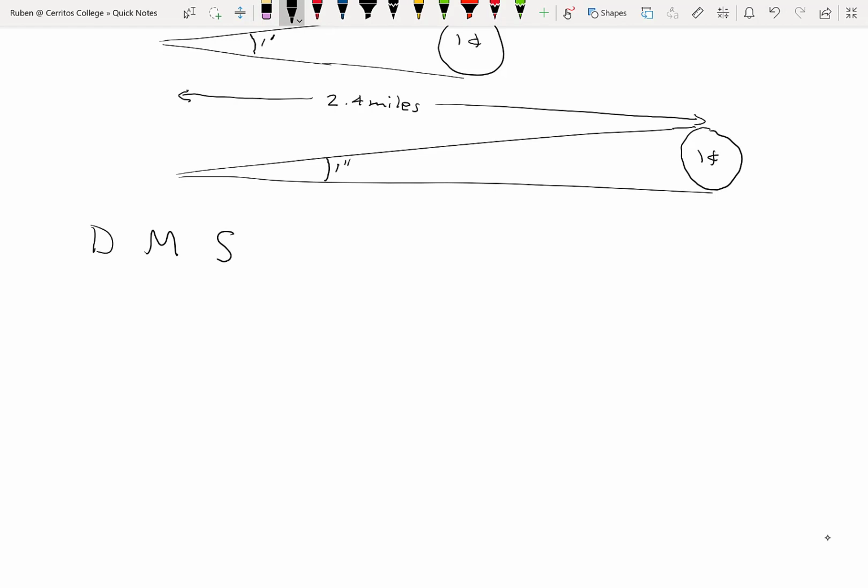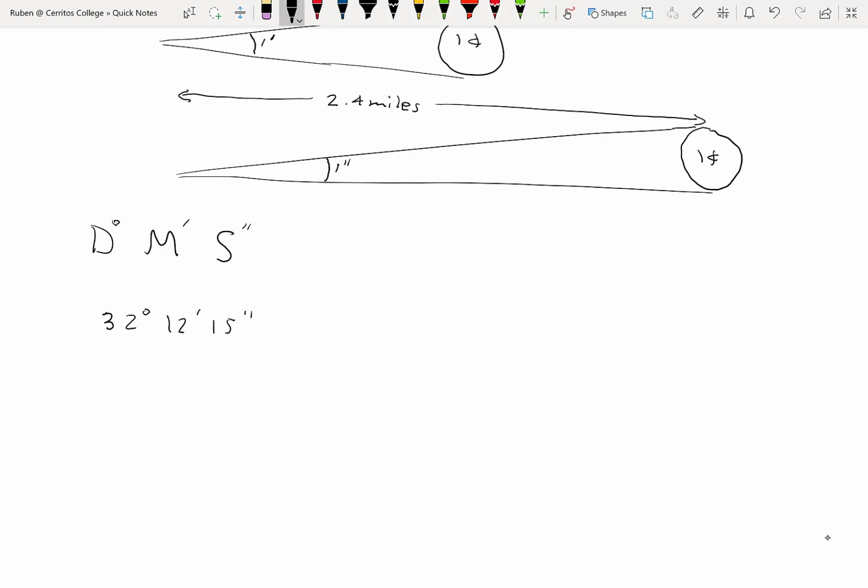DMS notation. Degrees, minutes, seconds notation. An example of degrees, minutes, seconds notation is something like 32 degrees, 12 minutes, 15 seconds. There's no decimal place here. This is a way of designating an angle that is 32 degrees, 12 minutes, and then 15 additional seconds. Okay, and this is called DMS notation. And again, it's very popular in astronomy.